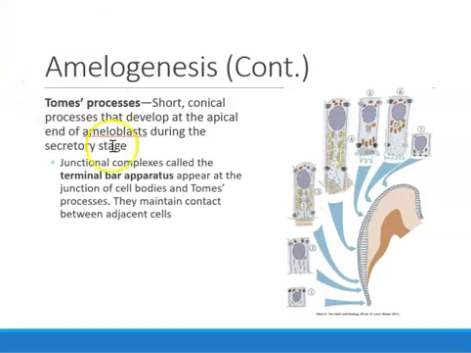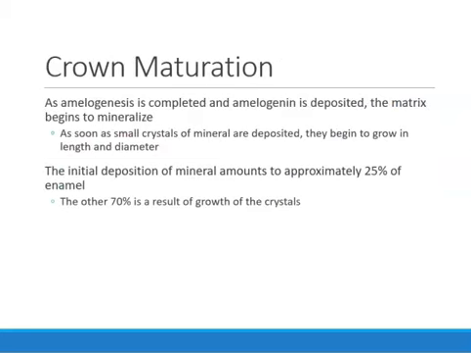Another word you might see in the textbook is terminal bar apparatus, which is basically where these cells connect to each other. This black thing here is kind of like the buttons in your denim jacket, where they connect to each other through buttons, and that is known as the terminal bar apparatus. We're going to learn about hemidesmosomes and desmosomes later. This is like a desmosome, which connects cell to cell.